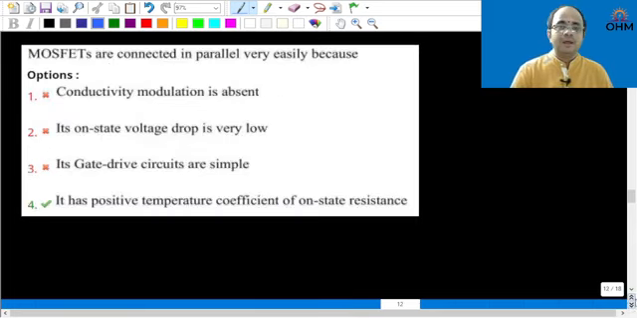Next question. MOSFETs are connected in parallel very easily because they have a positive temperature coefficient of resistance. Whoever is following my class, I repeat this statement very often.